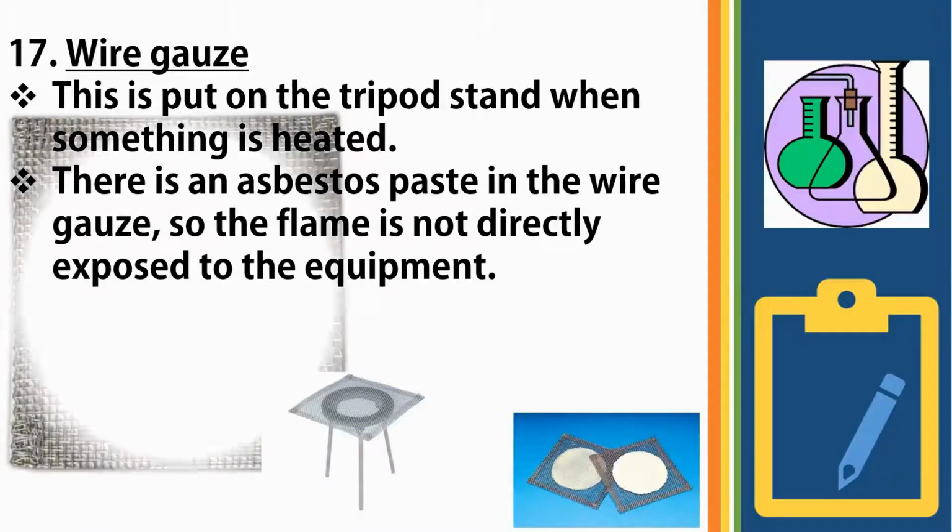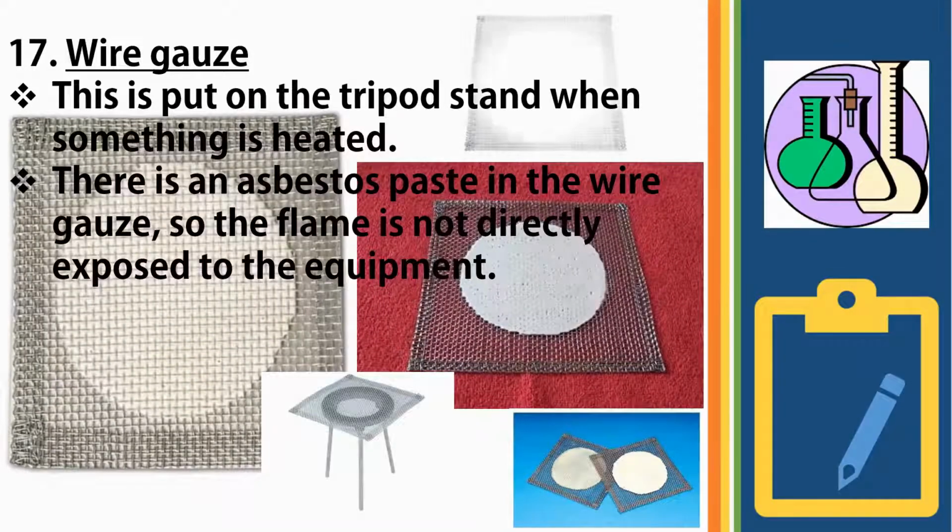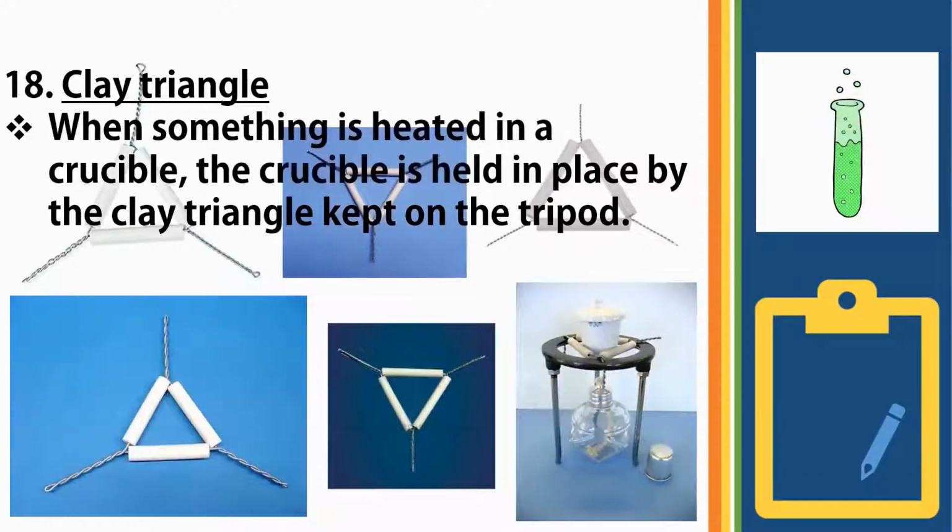Wire gauze. This is put on the tripod stand when something is heated. There is an asbestos paste in the wire gauze, so the flame is not directly exposed to the equipment. Clay triangle. When something is heated in a crucible, the crucible is held in place by the clay triangle kept on the tripod.